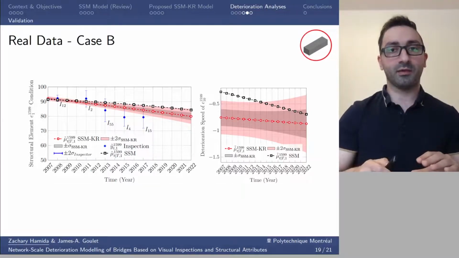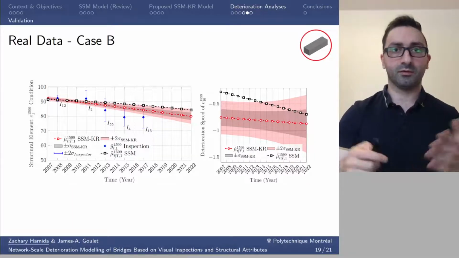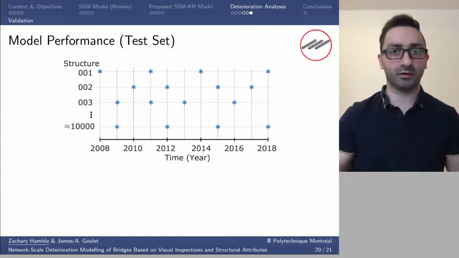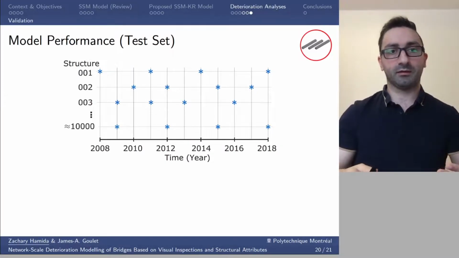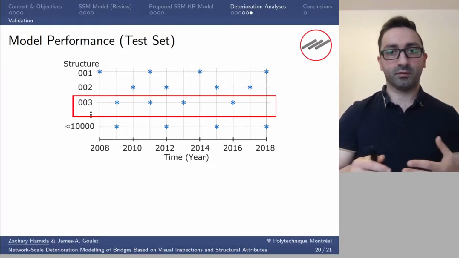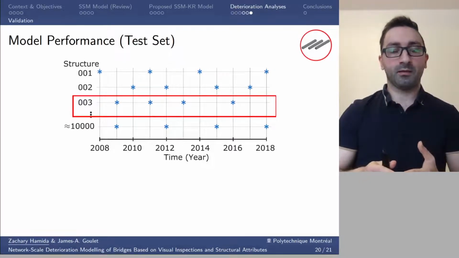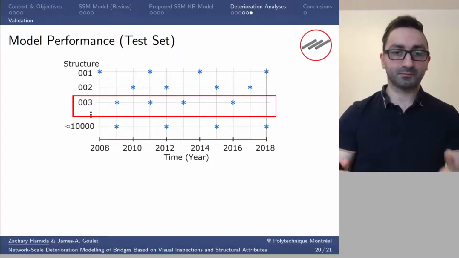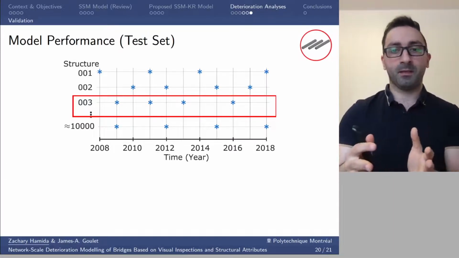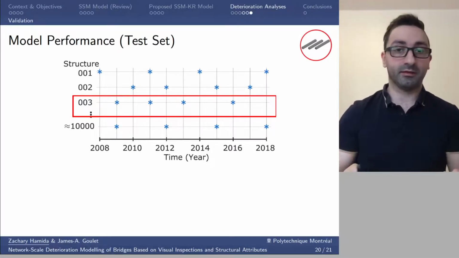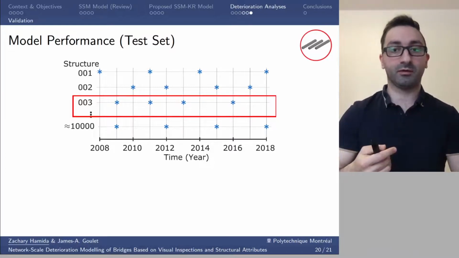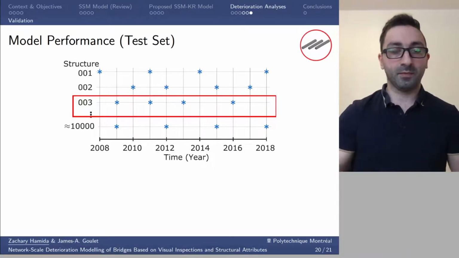Now, if we want to examine a bunch of cases for real data for the beam structural elements, we have around 10,000 structures, and what we've done is that we've taken a subset of bridges. This subset of bridges has beam structural elements. We called it the test set. We've never used it in training the model parameters or estimating any hyperparameters in the KR model or in the SSM-KR model in general.